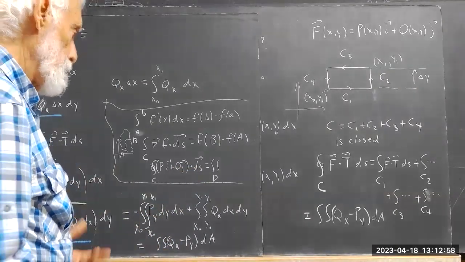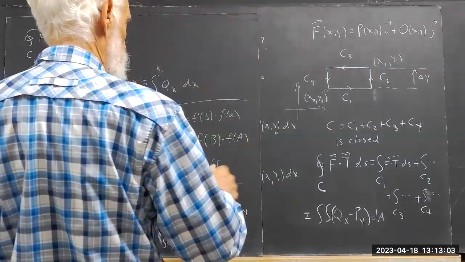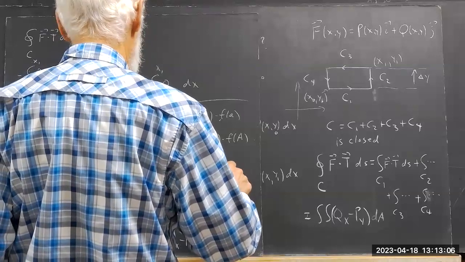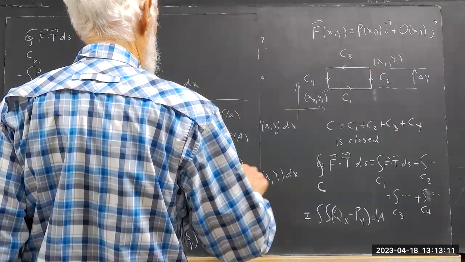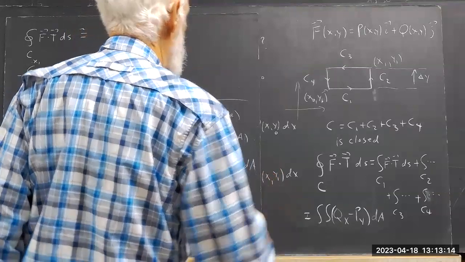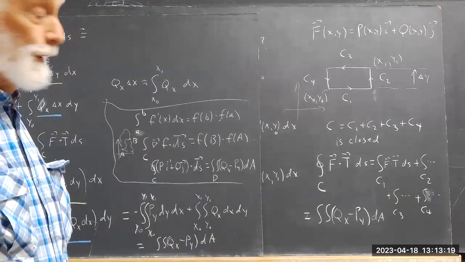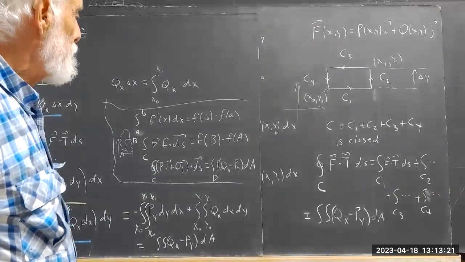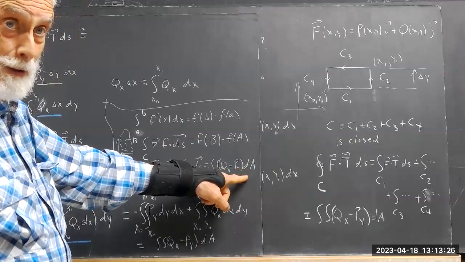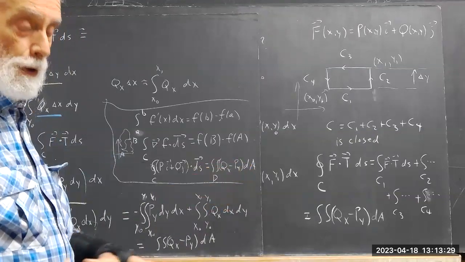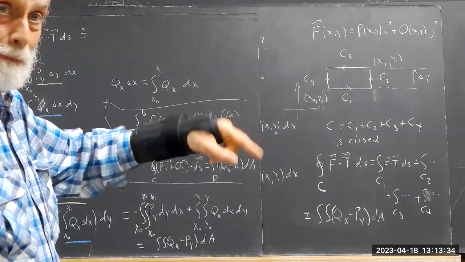Actually, I want to make sure my notation is relatively consistent. Now, this doesn't look exactly like this. But this says we can put this on the left-hand side. This integral over an area is equal to the integral around the boundary.